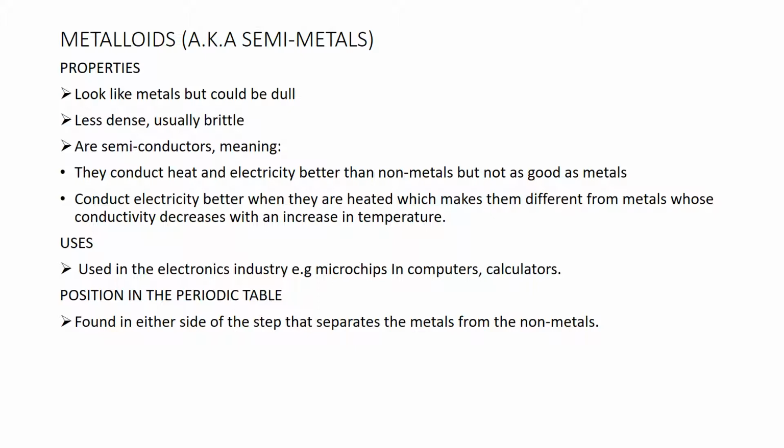They conduct electricity better when they are heated, which makes them different from metals, because metals do not conduct electricity better when they're heated. They actually are bad conductors in high temperatures. They are used in the electronics industry, like your microchips in computers and calculators. They are found on either side of the step that separates the metals from the non-metals. So you saw on the diagram that I showed you on the first slide of this video that there's a step that separates metals and non-metals. So they are found on either side of those steps.